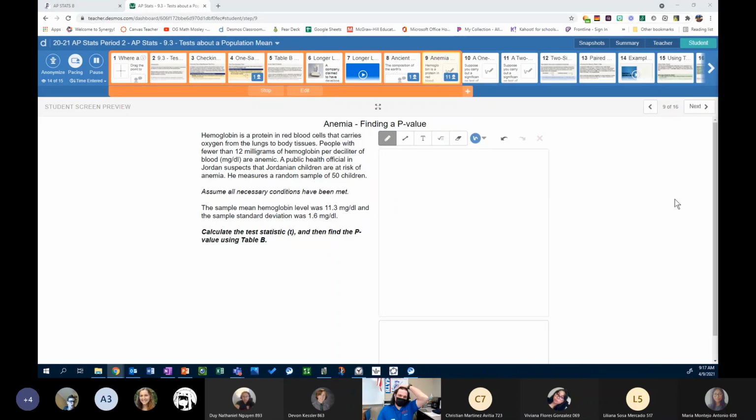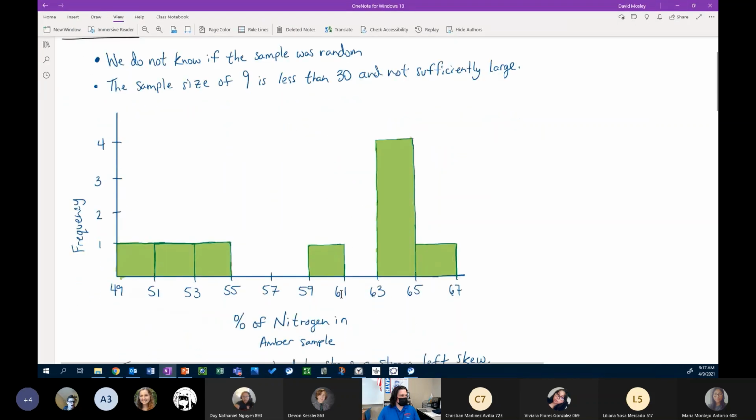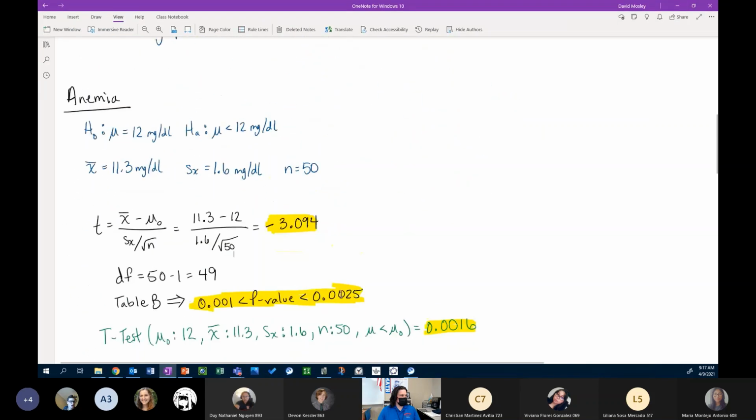All right. I know that some of you are still working on this, and that is totally okay. We're going to talk about it. So here we go. For this question, we have the provided information that the null hypothesis was that mu equals 12. The alternative was that mu is less than 12 milligrams per deciliter. Our sample mean was 11.3. Our sample standard deviation was 1.6, and we have a sample size of 50.